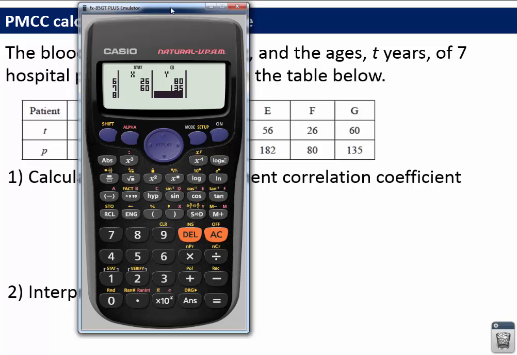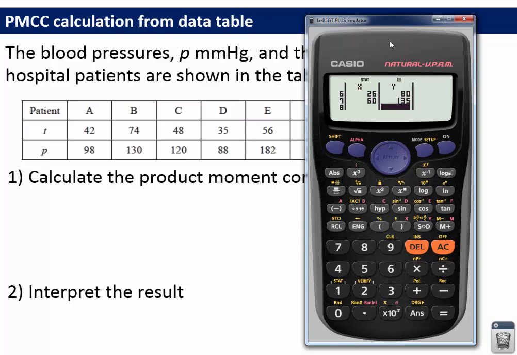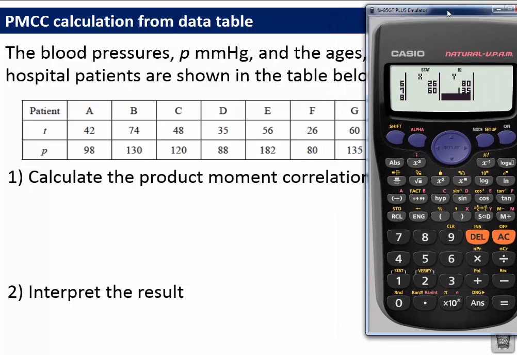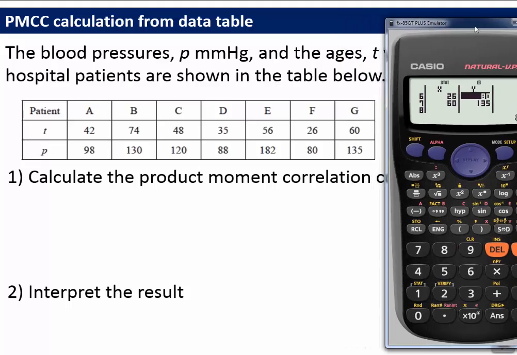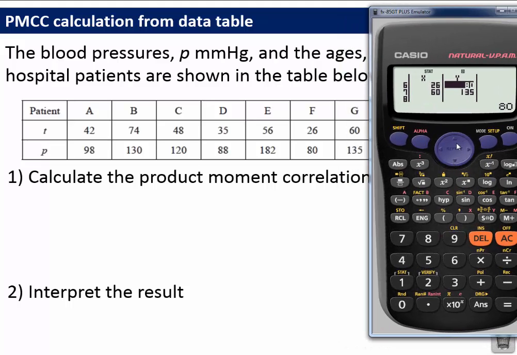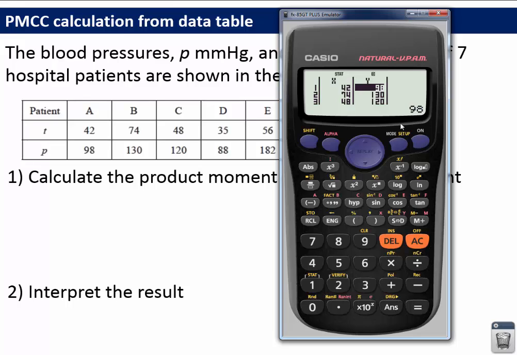Now, it's very important when you do this that you go back and check all your values. This is usually a 4-mark question, and you can very easily lose those 4 marks if you typed it in incorrectly. So I'm going to do that right now. So 60, 135, 20, 80, 20, 26, 80, 56, 182, 35, 88, 48, 120, 74, 130, and 40, 98, and that's all correct. So once you've got all your data in, press AC, all clear, and that stores it in our memory.